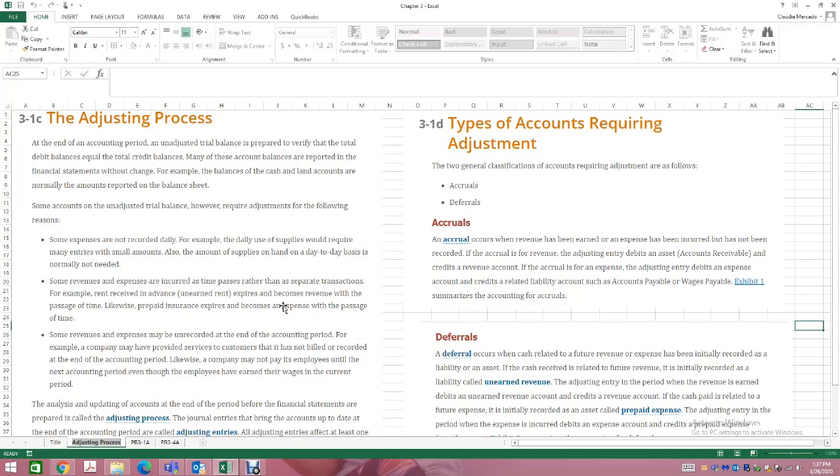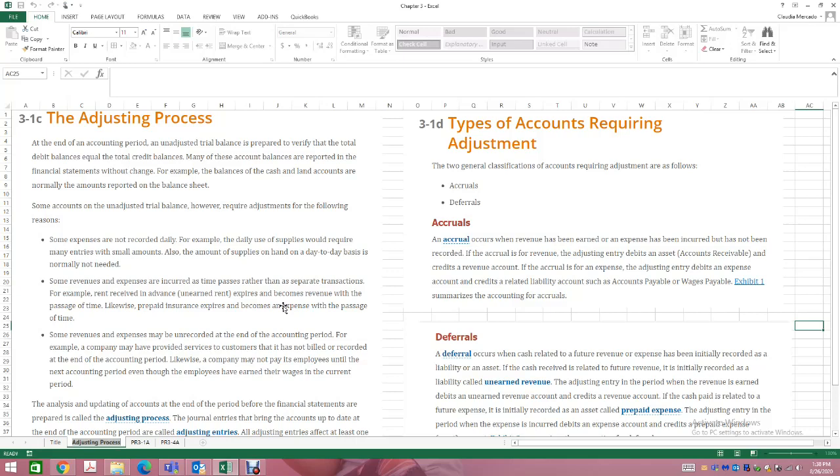You can't record revenue if you haven't provided the goods or service. So, yes, you've received money for a whole year's worth of rent, but you haven't provided the rent to your tenants yet. So, as every month passes, you have to, at the end of the period, record an entry to say, okay, they've already paid me for the whole year. I'm going to take this month's portion and record it as revenue in my books.